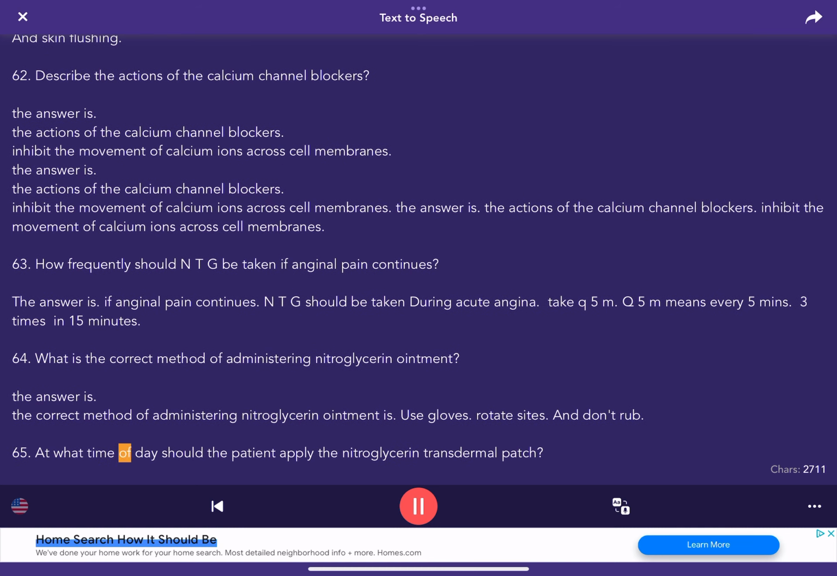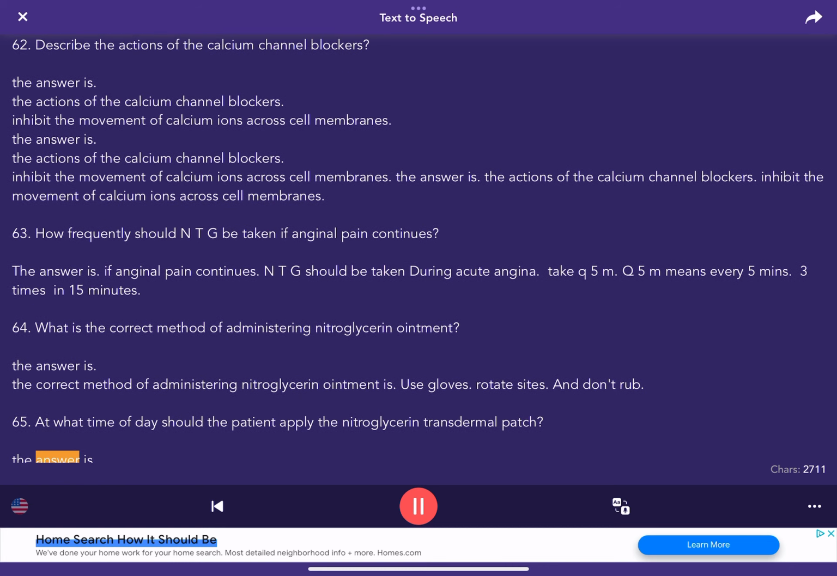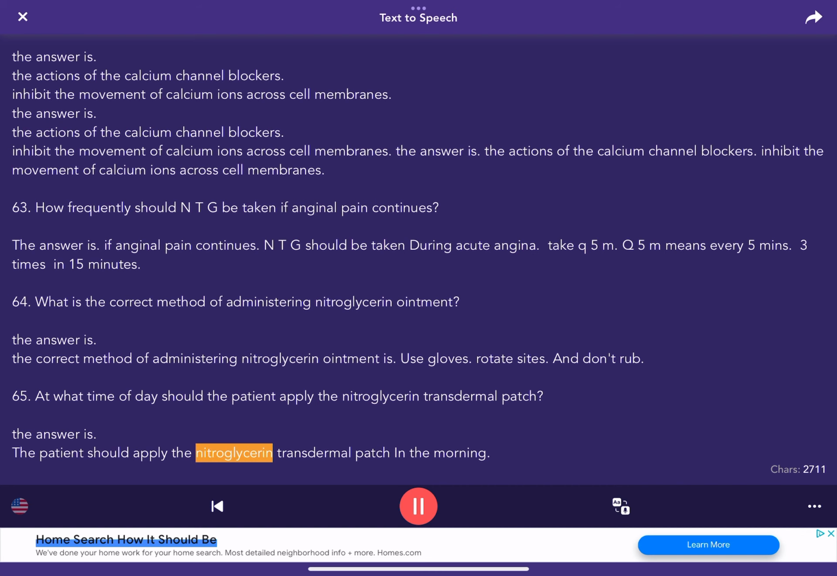65. At what time of day should the patient apply the nitroglycerin transdermal patch? The answer is, the patient should apply the nitroglycerin transdermal patch in the morning.